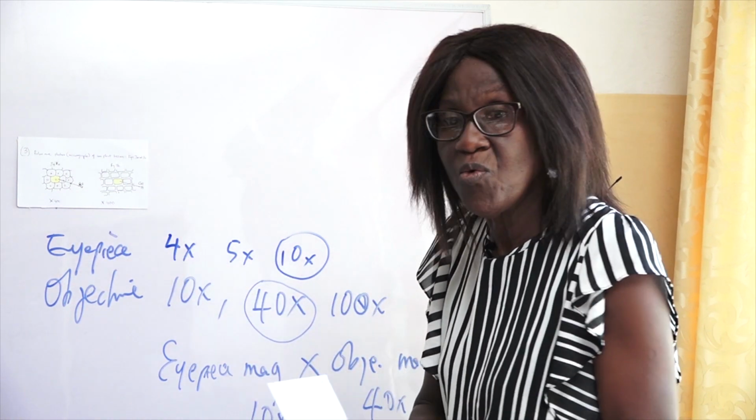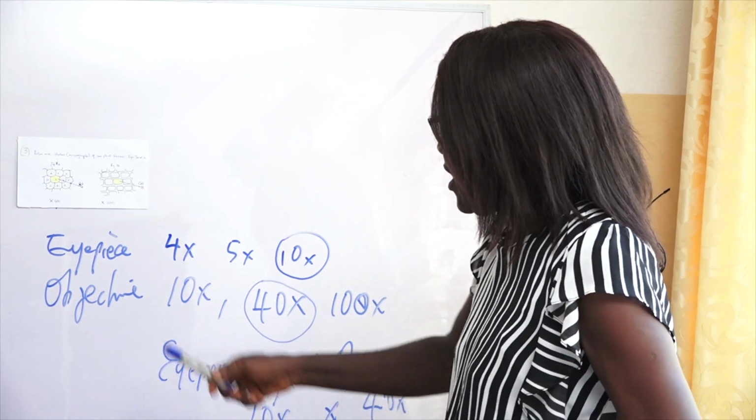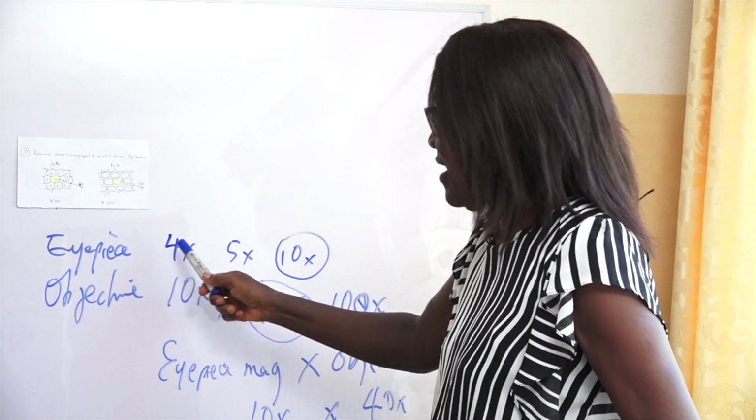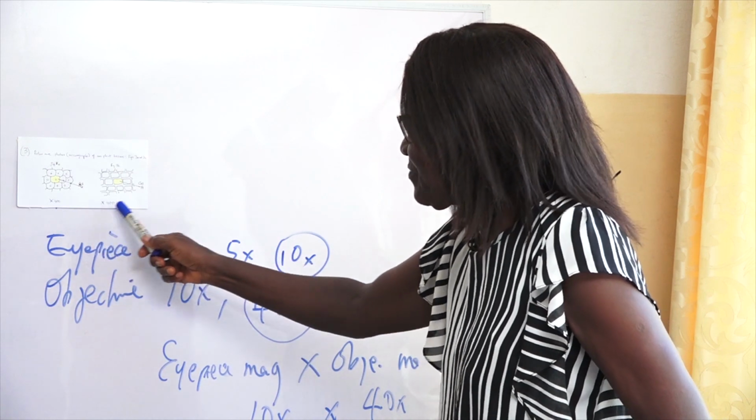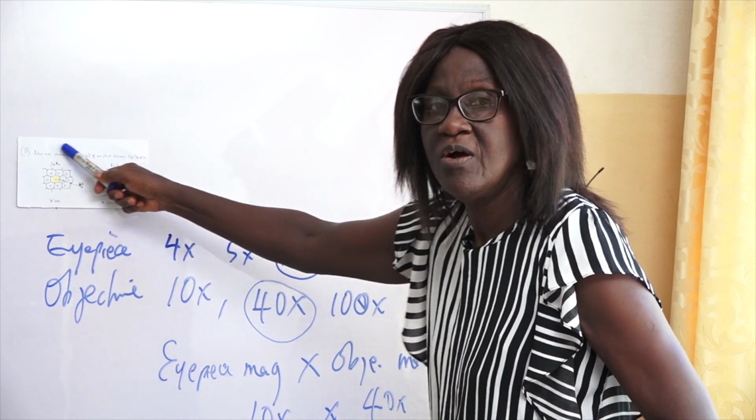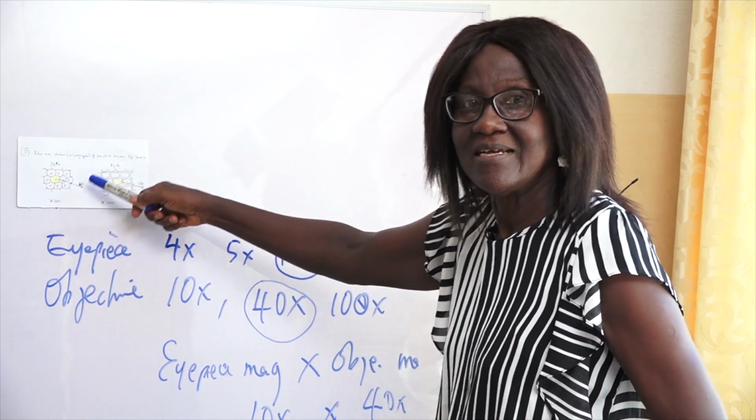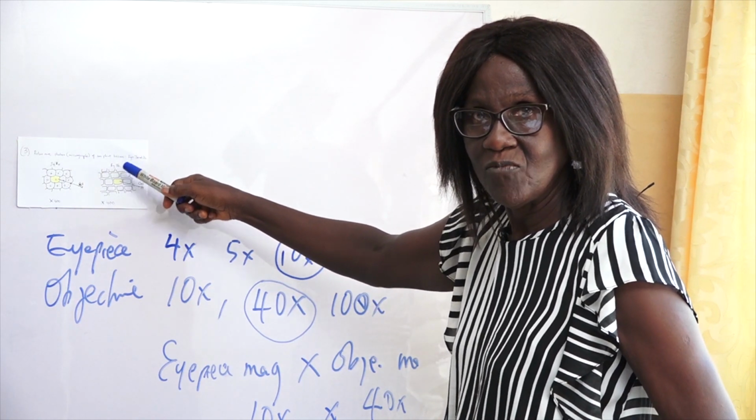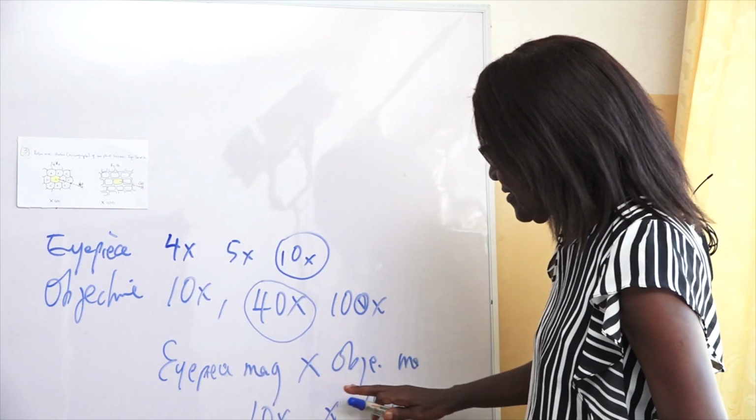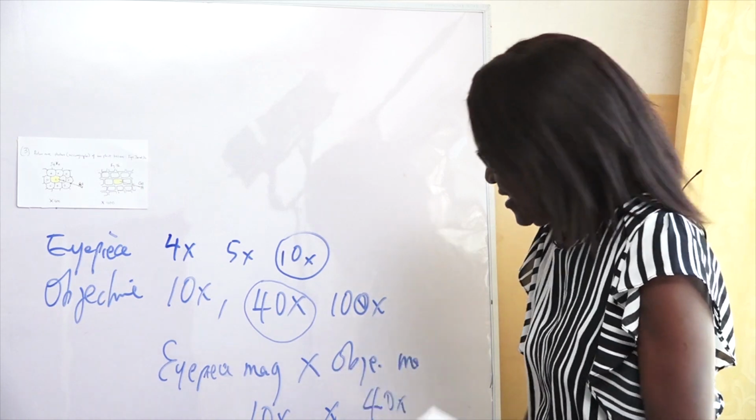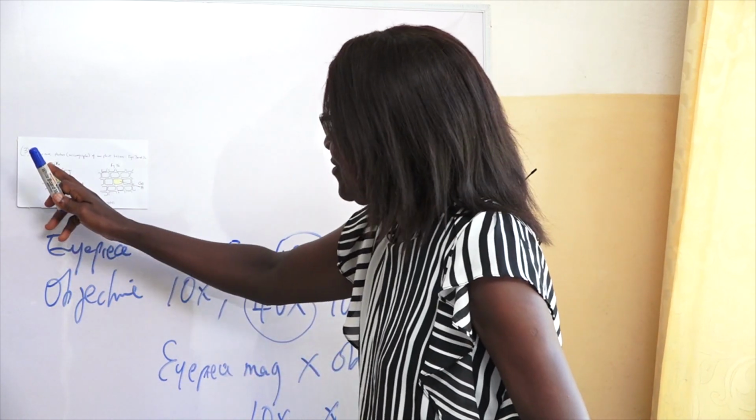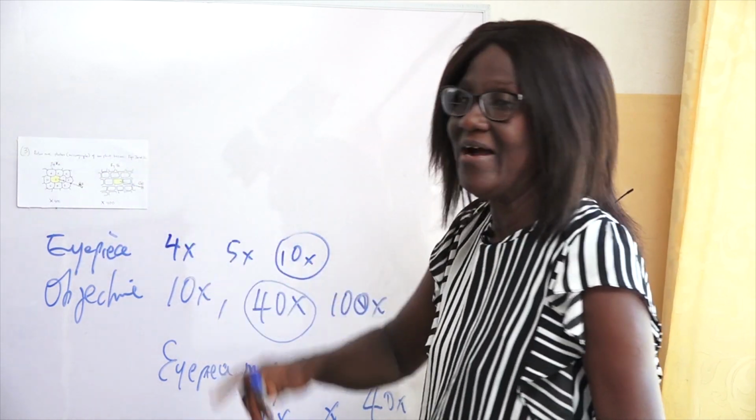So this is how you find out the eyepiece lens magnification and objective lens magnification that was used to look at a specimen. This is how it's worked out. The two magnifications give how big the tissue is magnified.